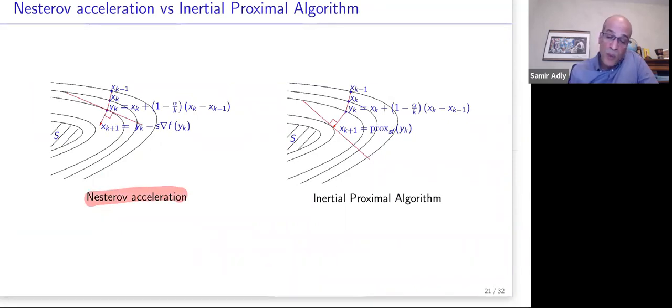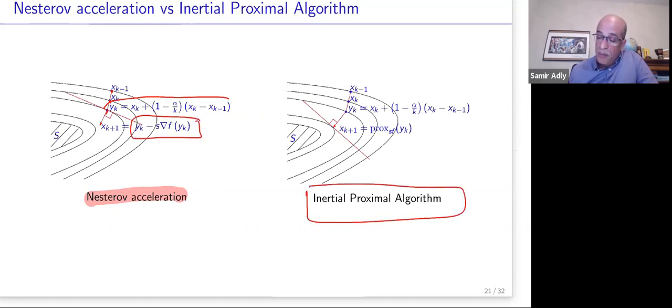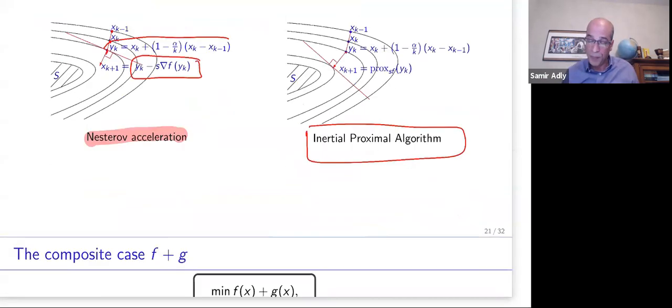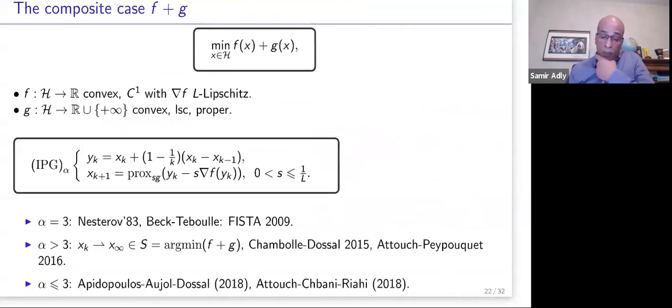If you start from this point here, xk minus 1, xk, your yk is given by this formula. You are orthogonal to this level set, and you are looking for xk plus 1, which is given by this formula. With the initial proximal algorithm, you go from yk until being orthogonal to this level set. This is just a geometrical interpretation, to have an idea what we mean by Nesterov acceleration and the inertial proximal algorithm. Now I want to apply this to minimize the sum of two functions.